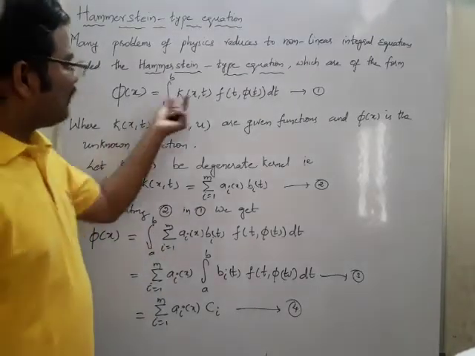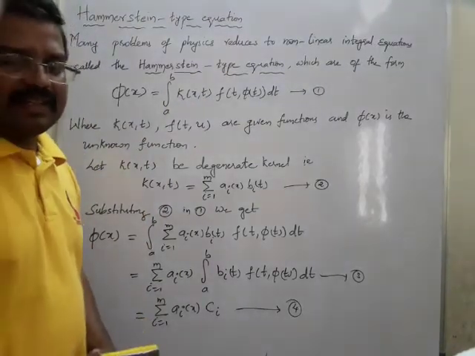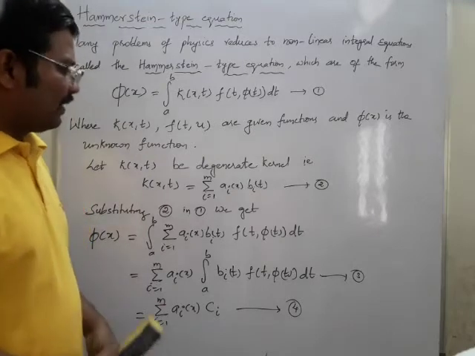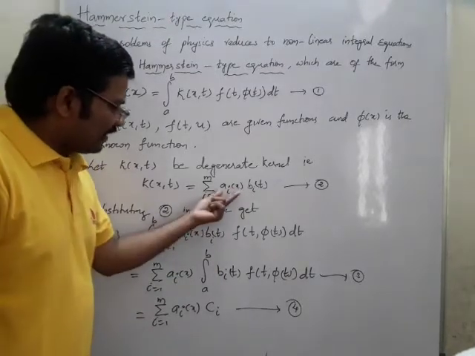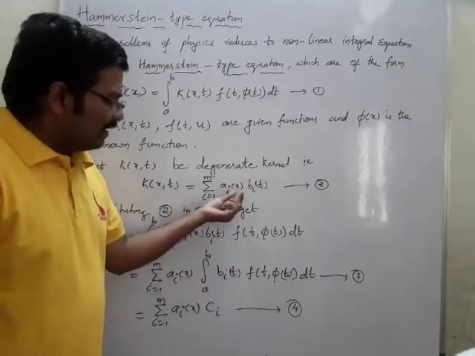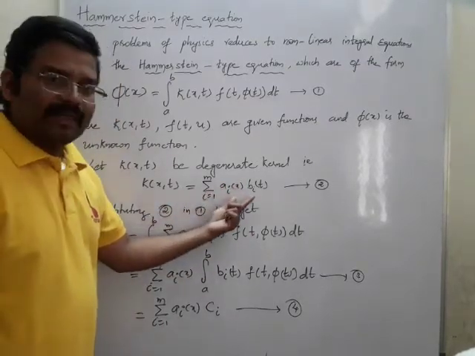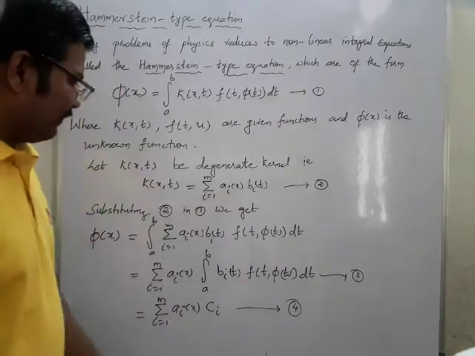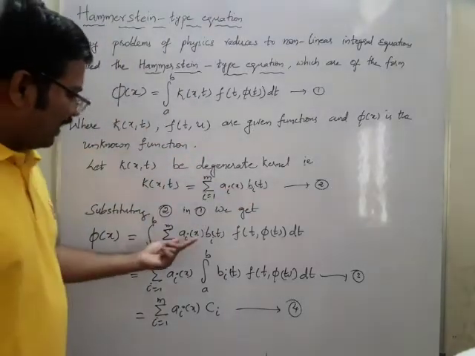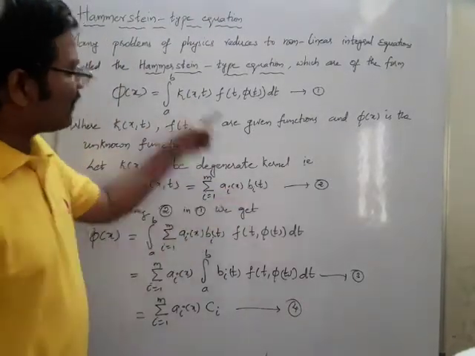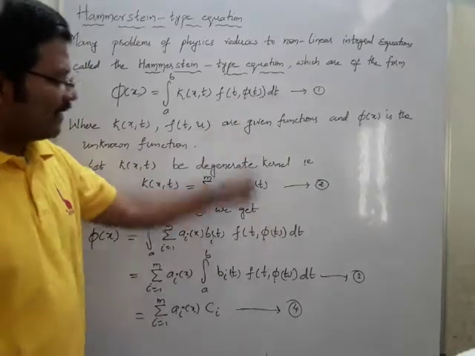Therefore, what we are going to do is take k of x comma t as a degenerate kernel. Already we have done degenerate kernel problems. That degenerate kernel will be of the form summation a_i of x b_i of t, where these are functions, maybe sin x, cos x, anything else, that you can have in the problem. We will substitute this degenerate kernel here, meaning equation 2 is substituted in equation 1: summation i equal to 1 to m a_i of x b_i of t f of t comma phi of t.